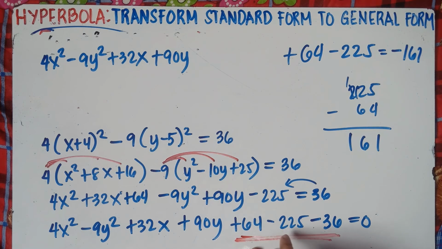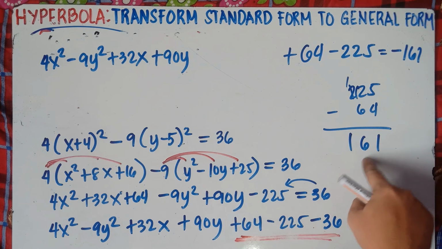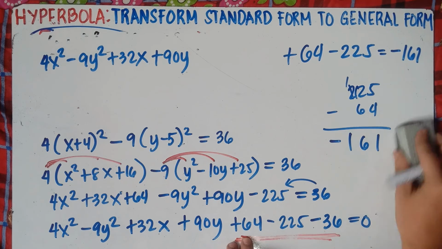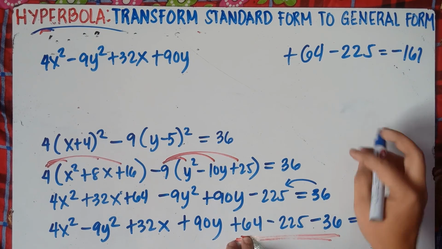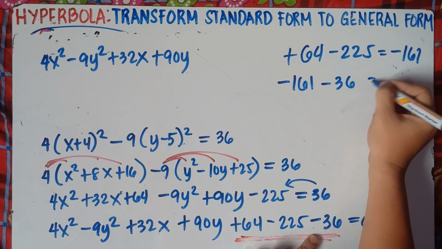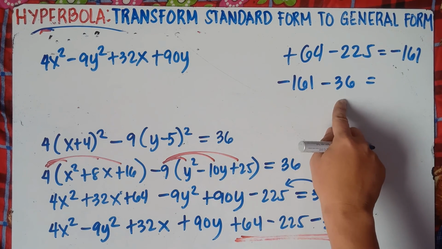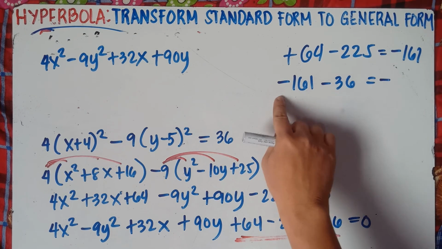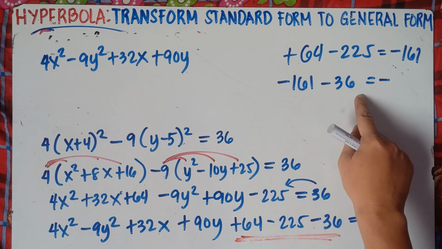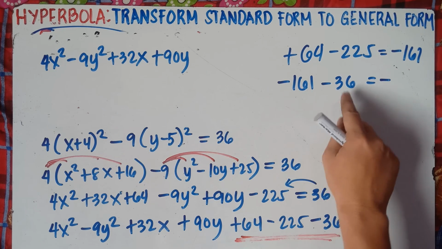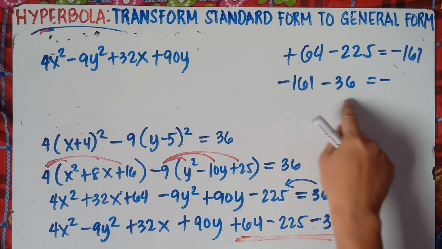Alright, so 64 minus 225. They don't have the same sign. Subtract 225 minus 64, that's 161. Since 225 is greater than 64, we have negative 161. Now, negative 161 minus 36. If you have both negatives, just copy the negative sign, then add these numbers.